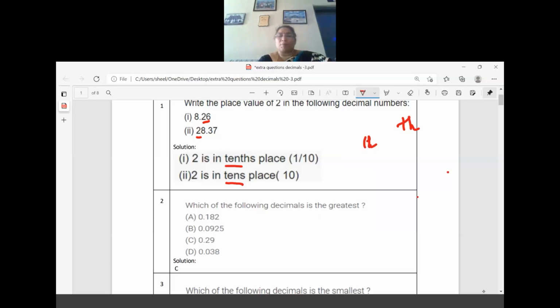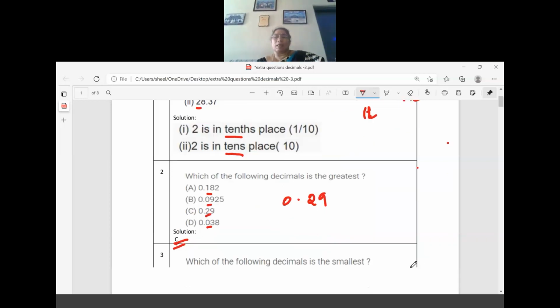After the decimal, what are the digits here? 1, 0, 2, 0. So you check all four to see which is the greatest. 2 is the greatest. So which is the greatest number? 0.29. Then the option is C.